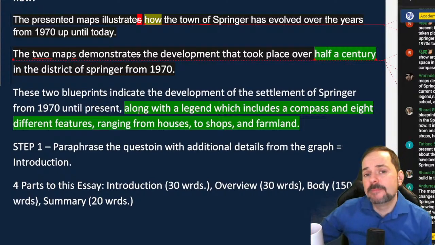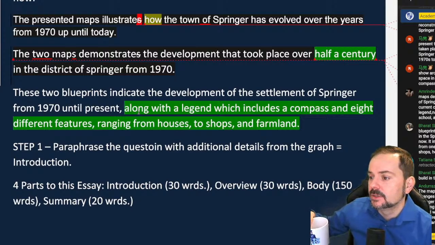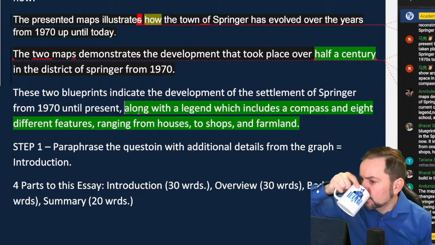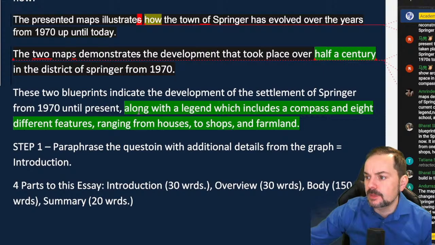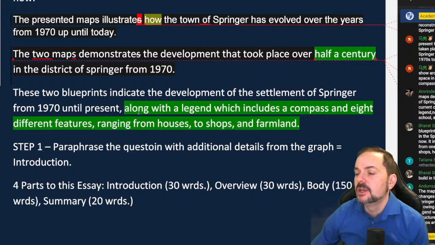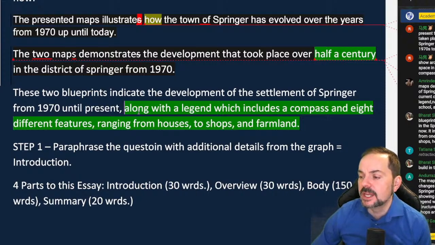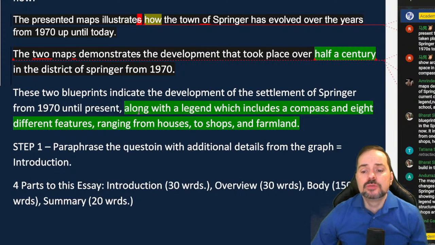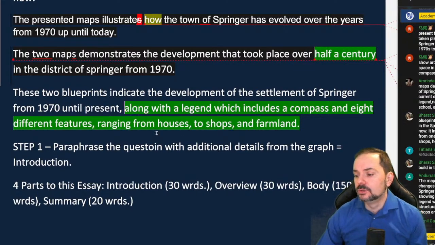If you want to score that band 8 or band 9, they're looking for that added level of detail, okay? All right, June writes, these two blueprints present the alterations that have taken place in the town of Springer from the beginning of the 70s to present. A legend is provided to show architecture and green space in the town, along with a compass indicating the directions. Very nice, June. So June basically did this in 2 sentences. It's very, very good. It's lots of detail. That's exactly what you want to do.